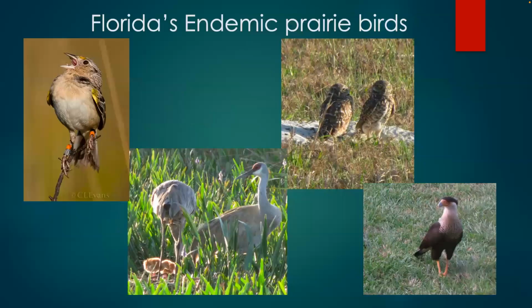But we had some good things happen. I mean, these are all found in those cattle fields. These are all endemic, and I'm assuming you all know these birds. Does everybody recognize the grasshopper sparrow over there? Yeah, it's out there. Sandhill cranes, the burrowing owls, and the caracara, the crested caracara.